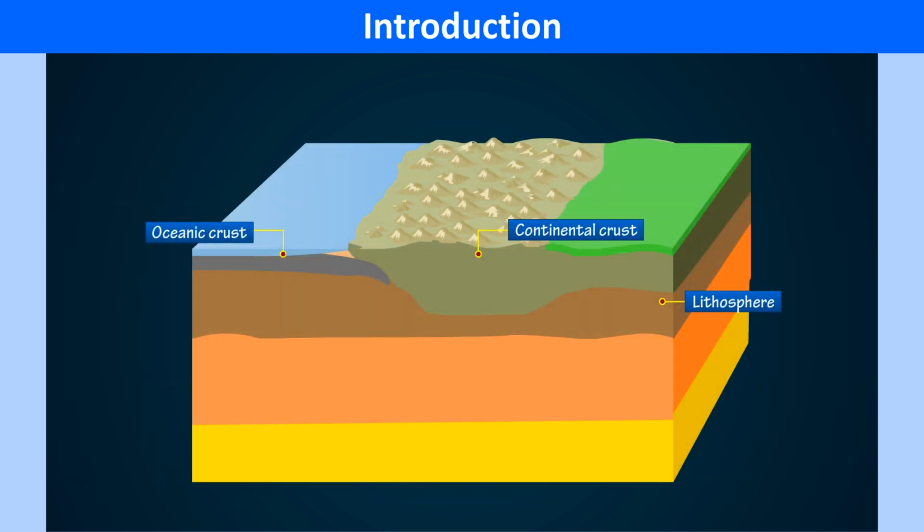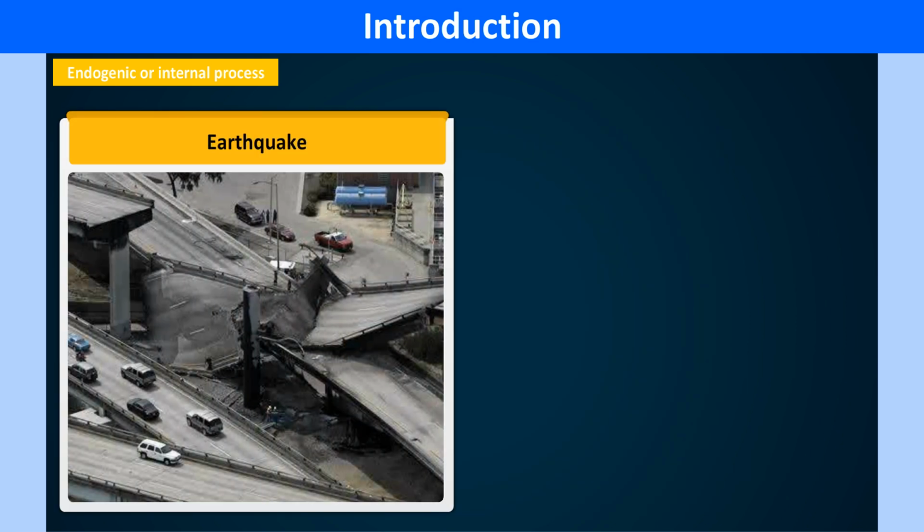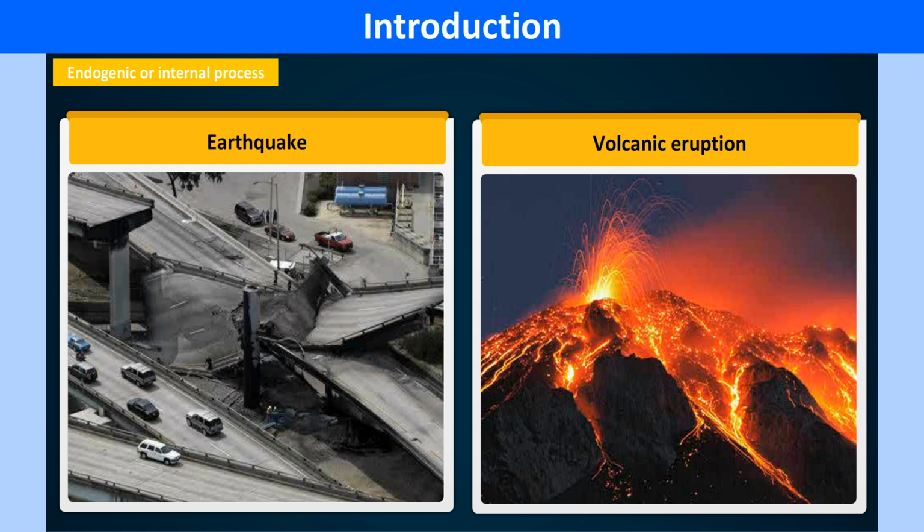Just as there are movements within the earth's interior, there are movements on the surface of the earth too. All these movements or processes work together to create the different landforms or relief features. The processes through which various landforms take shape are of two types. The first process is called endogenic or internal process. For example, earthquakes and volcanoes are unpredictable and take place suddenly.